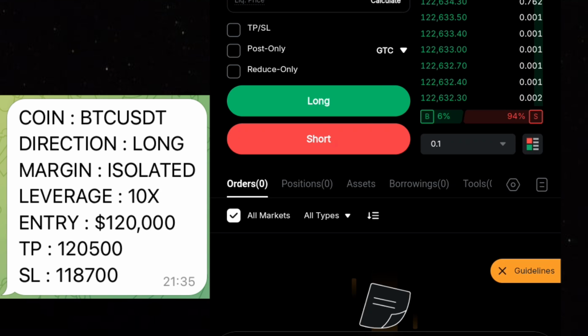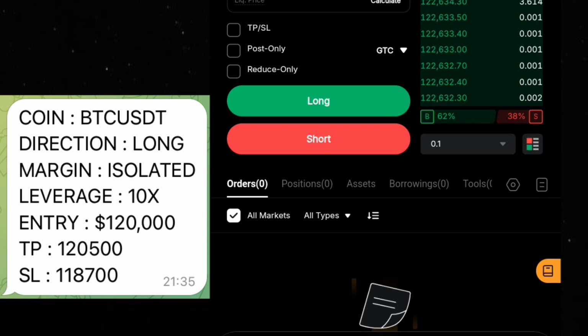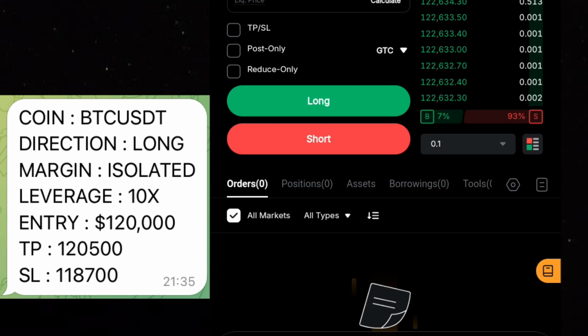Now, of course, long simply means that you are predicting that the price of Bitcoin is going up, or the price of the particular crypto you'll be trading is going up. If the price starts going up, you make money. If the price starts going down, you start losing money. That is exactly how it works.